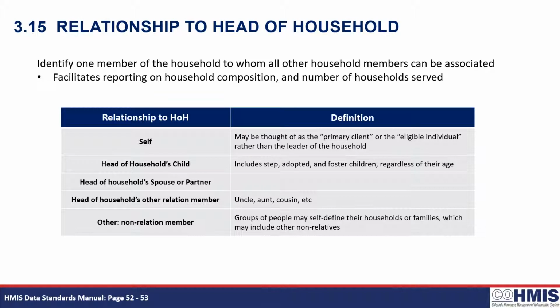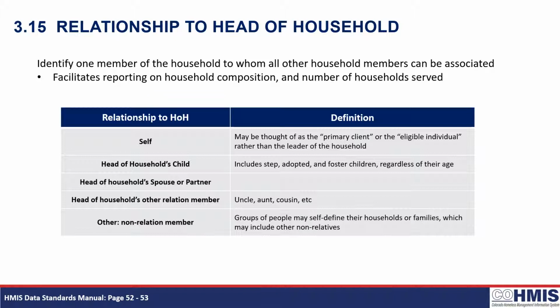Earlier in this presentation, we went over households, household structure, and how to identify the head of household. We're really just identifying one member and only one member of the household to whom all other household members can be associated, which facilitates reporting on household composition in our community and the overall number of households served. So it's pretty straightforward. The relationship to head of household, for the head of household, they're just the self. If there are any children in the household that belong to the head of household, they're the head of household's child. Similarly, the head of household spouse or partner, that would be their relationship.